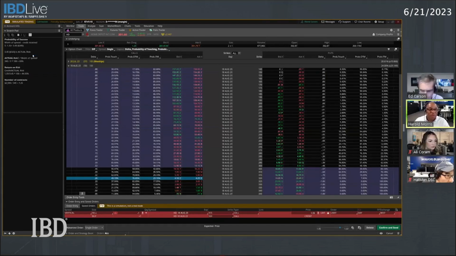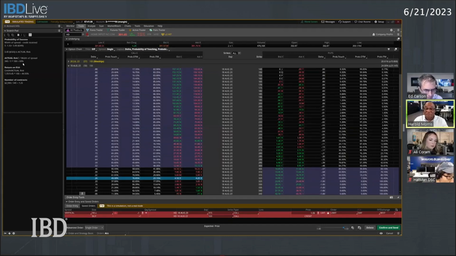Now, to determine the probability of success, we take our actual risk divided by the width of the spread, which we know is $5, multiplied by 100. That gives us a probability of success of 69%, which is a pretty good number. I like to be in the 60s, low 70s as far as my probability of success.